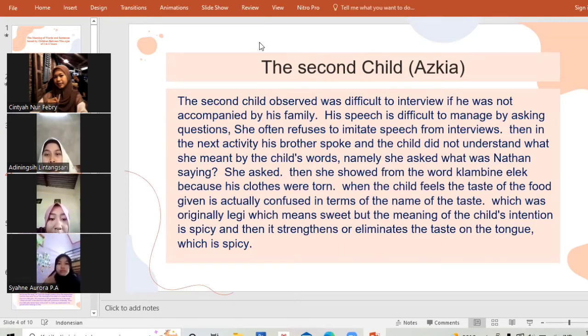When the child spoke, she asked what was not changed. Then she showed from the word clamnele because his clothes were torn. When the child felt the taste of the food given, she was actually confused in terms of the name of the taste, which was originally "lucky," which means sweet, but the child's intention is spicy, and then it strengthens or eliminates the taste on the tongue, which is spicy. Next.